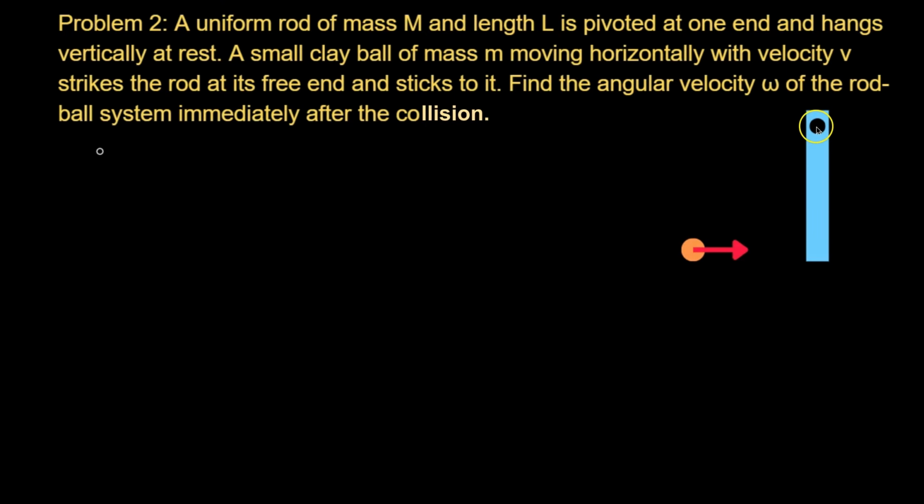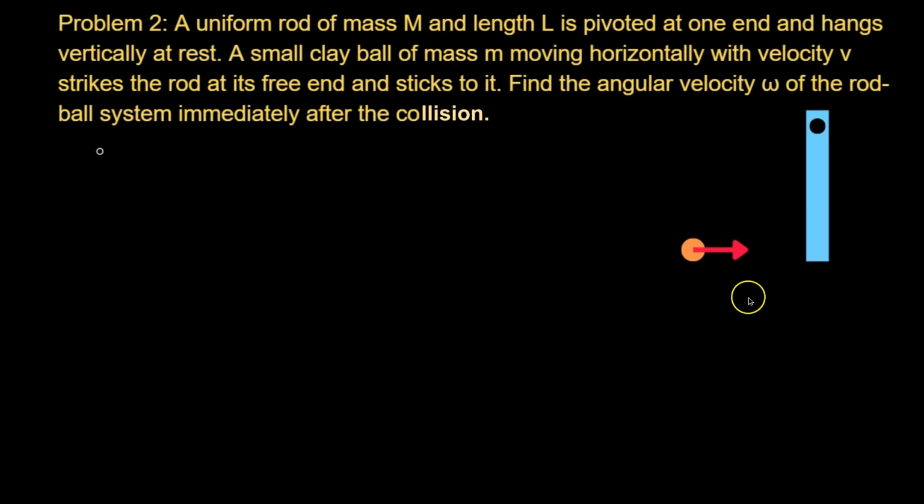The pivot will also be exerting a force on the rod. However, the pivot force is acting at the axis of rotation, and therefore it will also not be exerting a torque on our system. The ball will exert a force on the rod as it collides with the rod. However, the rod will also exert an equal and opposite force on the clay ball, and those forces are internal forces and will cancel out. And the torque that is caused by those forces will also cancel out.